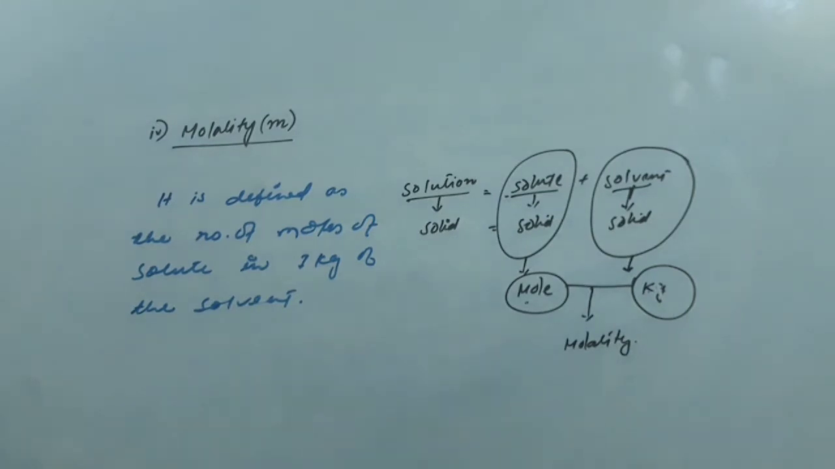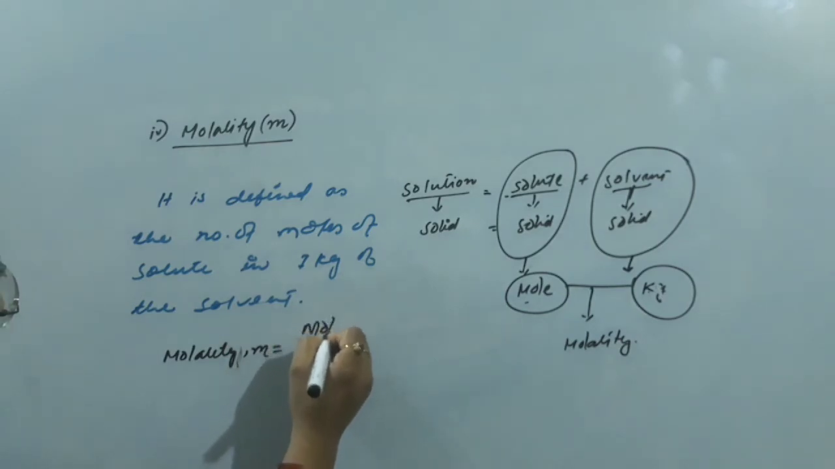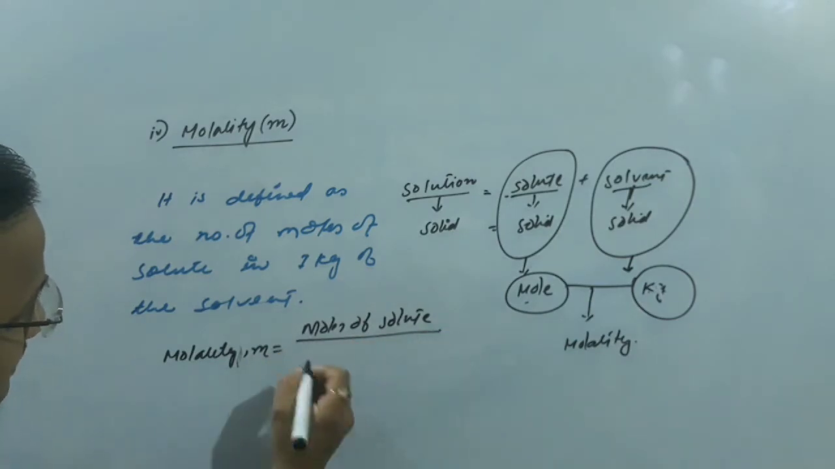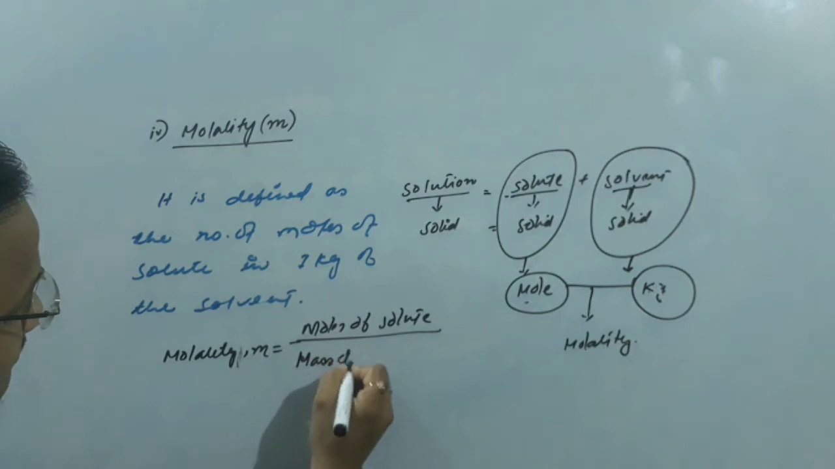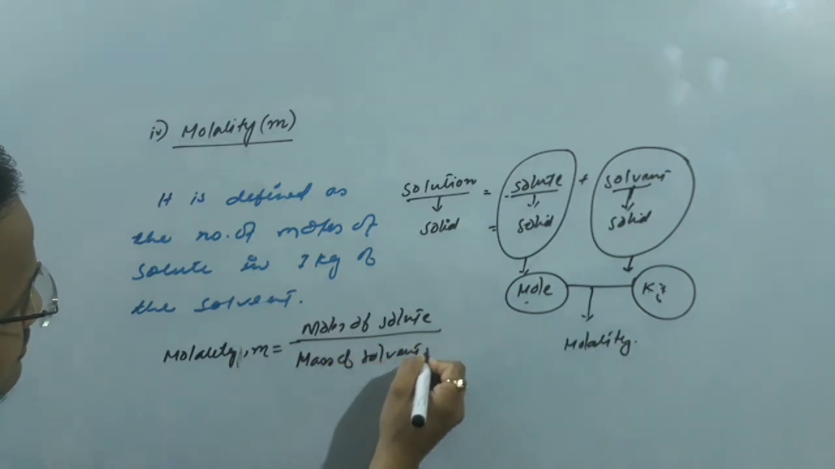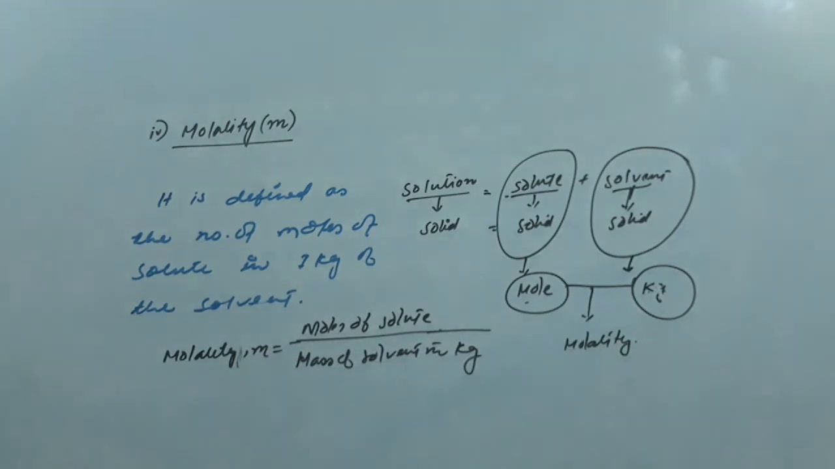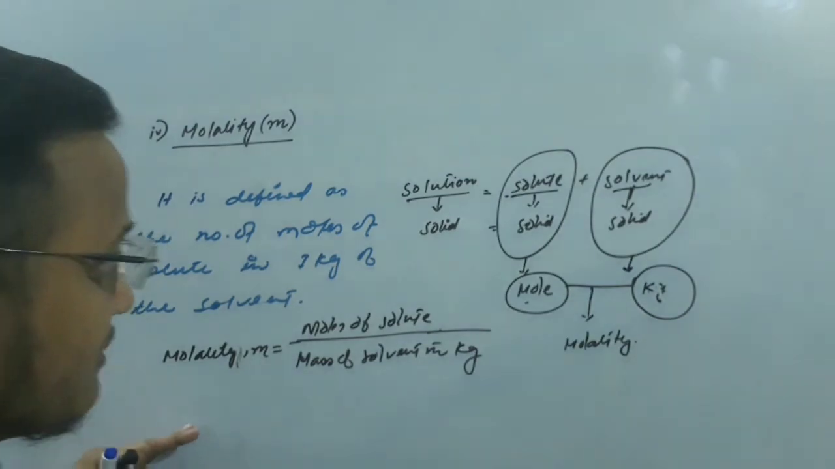How can we represent molality then? Molality is represented by small m. Small m equals moles of solute divided by mass of solvent in kg. So this is how we represent molality in the form of an equation.